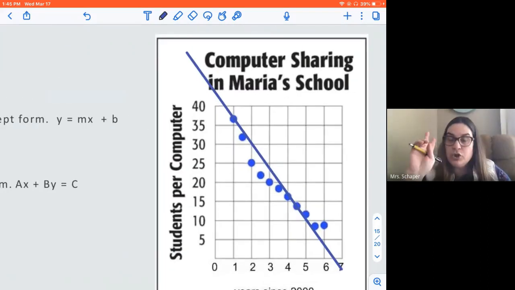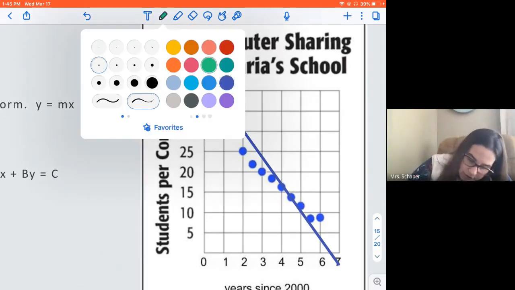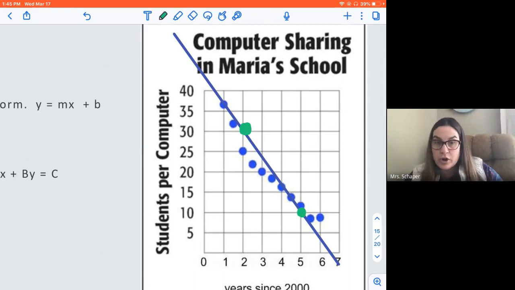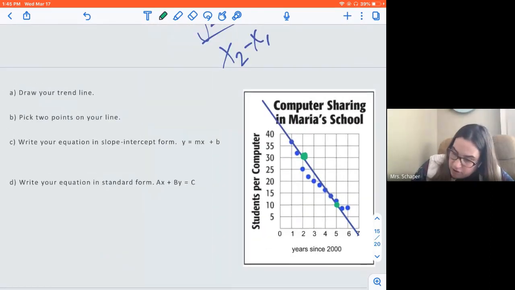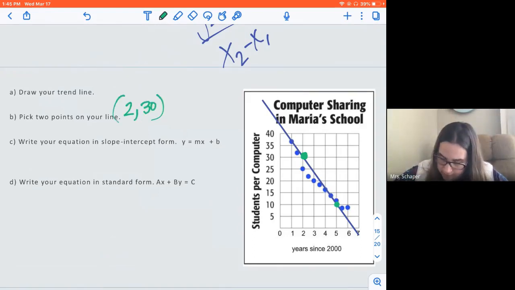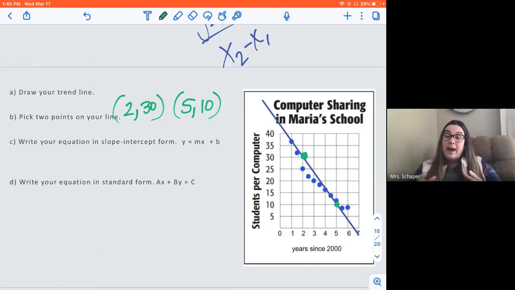Then what I need to do is find 2 points on my line. The 2 points I'm going to find are these two. I've got this ordered pair and this ordered pair. I'm picking those because they're on the corners. Notice how neither one of them is actually a data point that's on that line, and that's totally fine. So the 2 points that I'm going to use are (2, 30) and (5, 10). These are my two ordered pairs.